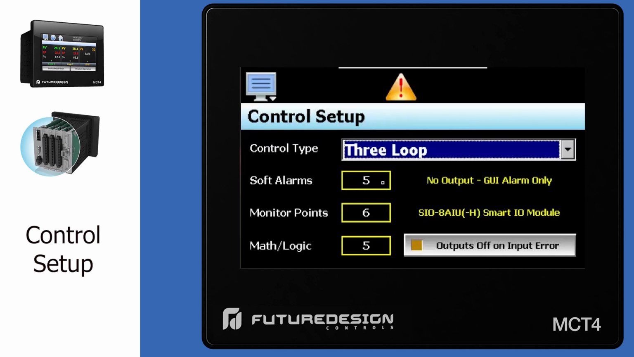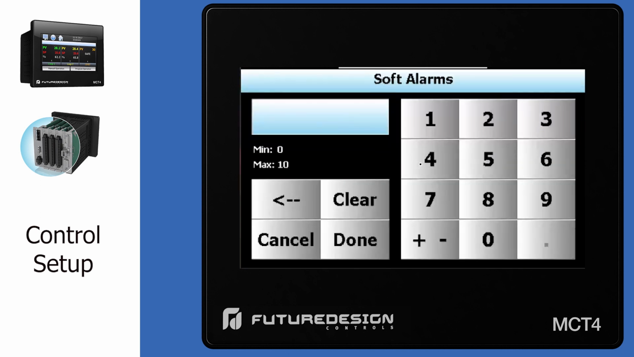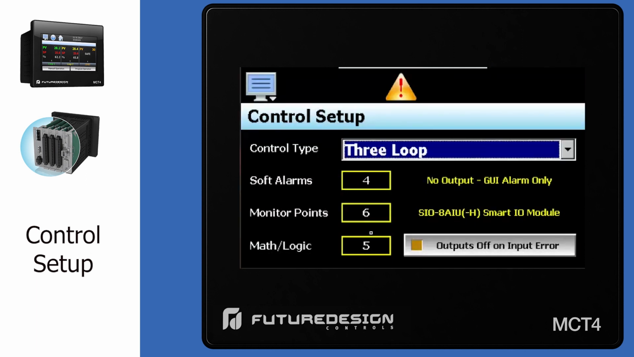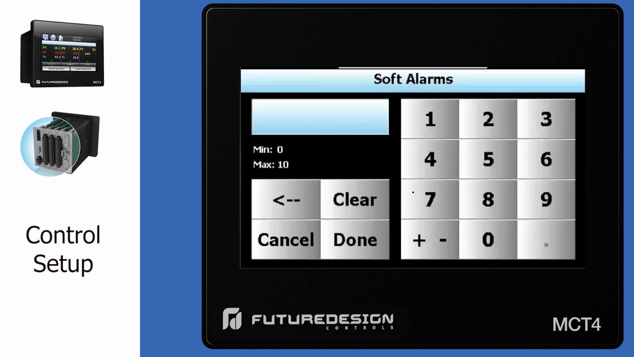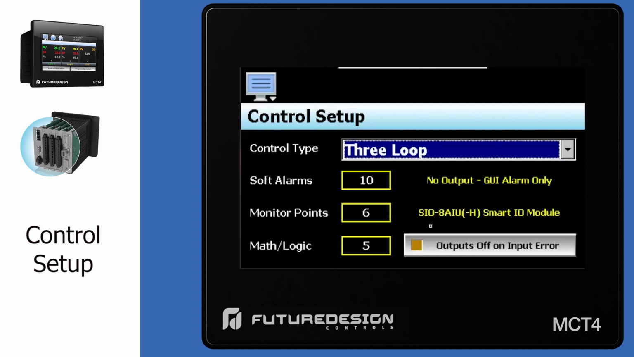The soft alarms field is used to enter the number of soft alarms that will be provided on the system. A soft alarm is a software-based alarm, without a physical control output, that can be used to alert an operator that a process has exceeded desired operating conditions. The unit is capable of providing up to 10 soft alarms. See our video on soft alarms or reference the manual on soft alarm configuration for more information.